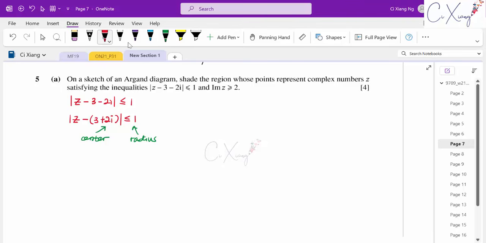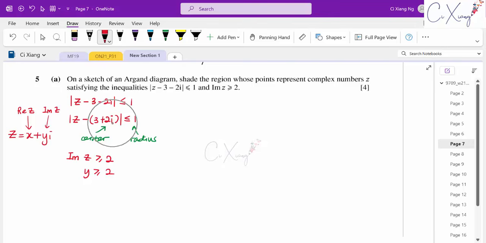And after that, the second inequality is imaginary part of z is greater equal to 2. So what is the meaning of imaginary part of z? If I have a complex number z equals x plus yi, the x here we call the real part of z, and the y is the imaginary part of z, without the i. So the imaginary part of z is the y, which is the coefficient of i. So in short, imaginary part of z greater equal to 2 means that y is greater equal to 2.